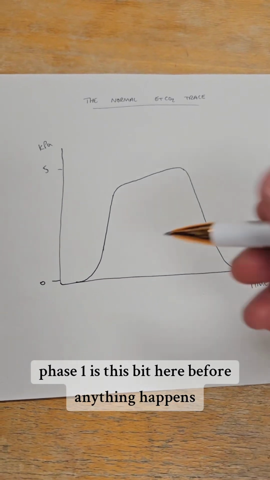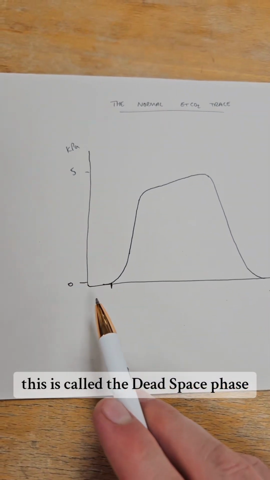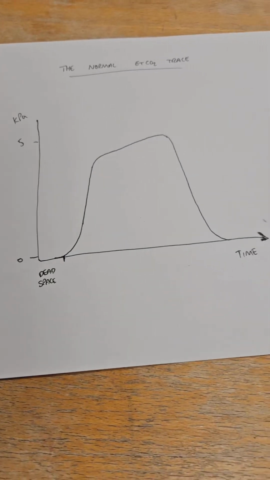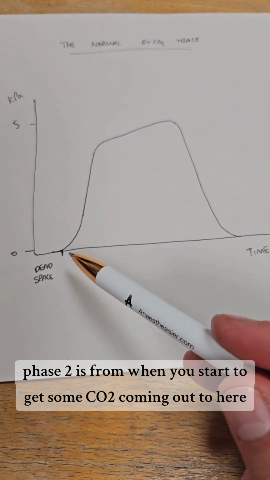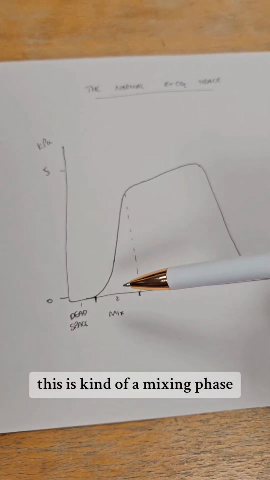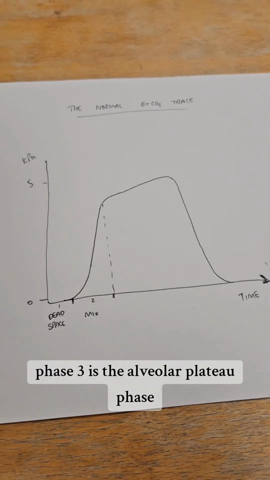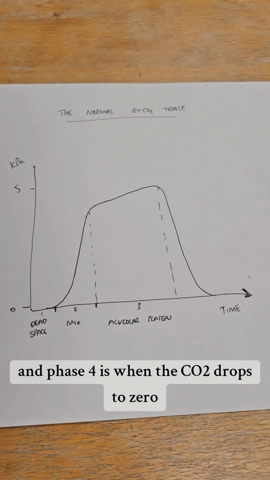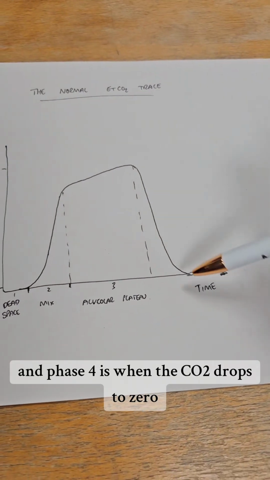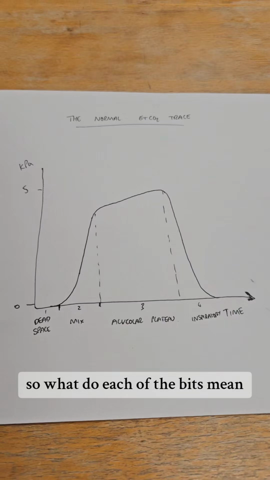Phase 1 is this bit here, before anything happens. This is called the dead space phase. Phase 2 is from when you start to get some CO2 coming out to here. This is kind of a mixing phase, and we'll explain each of them in a minute. Phase 3 is the alveolar plateau phase, and phase 4 is when the CO2 drops to 0, because this is the inspiratory phase. So what do each of the bits mean?